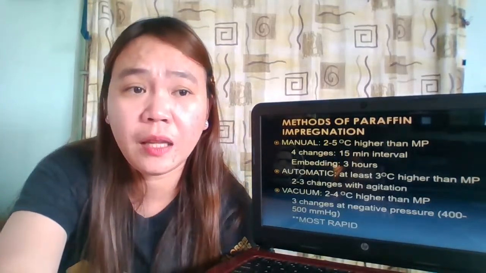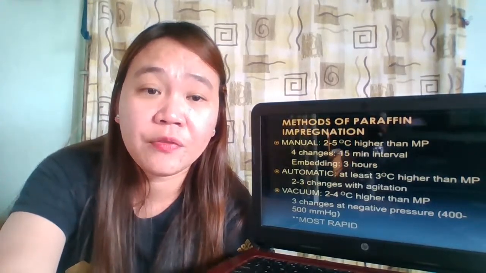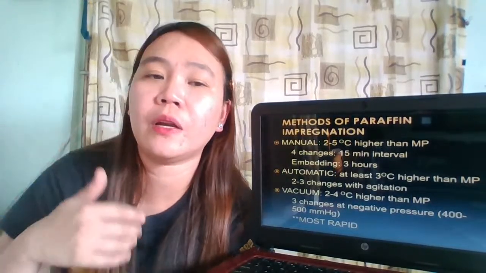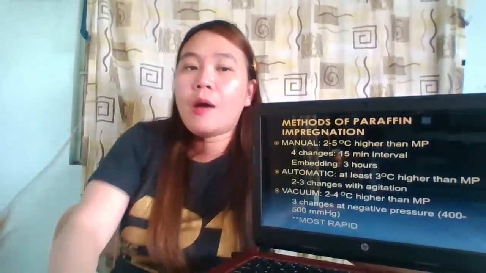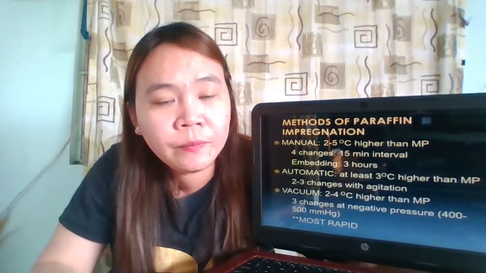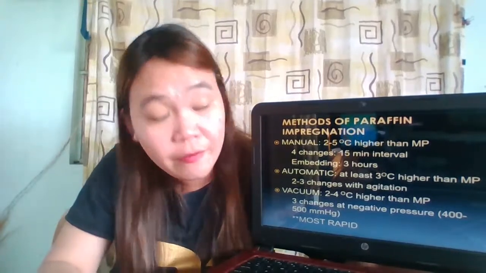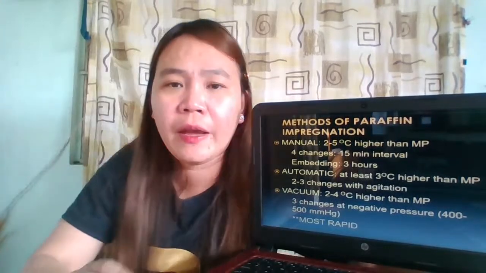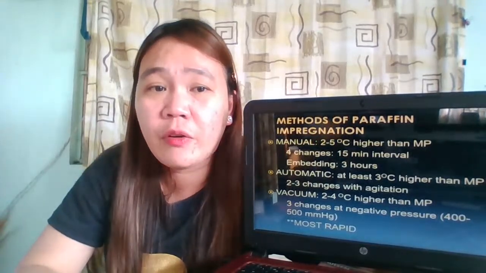What are the different methods of paraffin impregnation? We have three. The first one is manual impregnation. Manual paraffin impregnation: the required temperature is 2 to 5 degrees Celsius higher than the melting point of the wax.